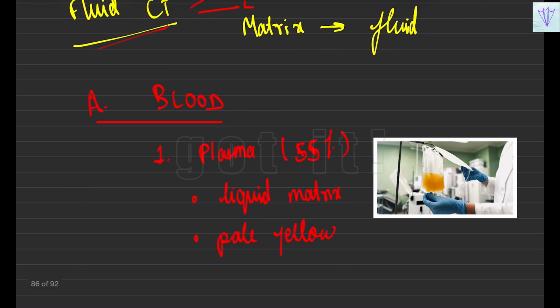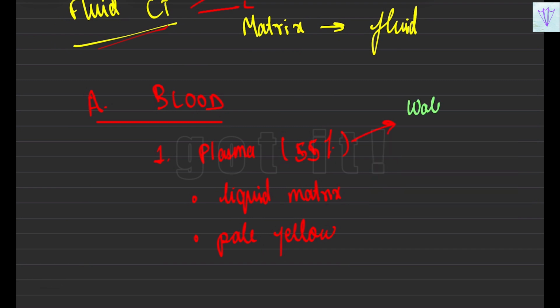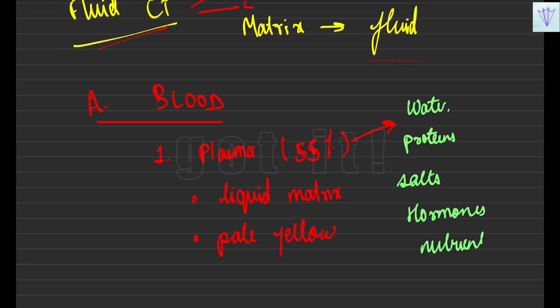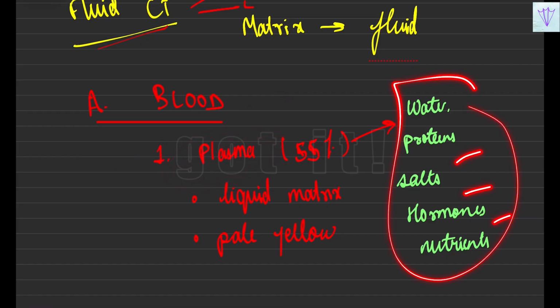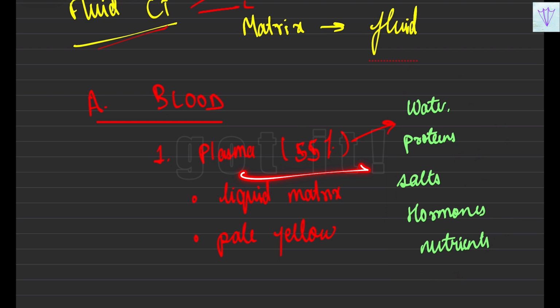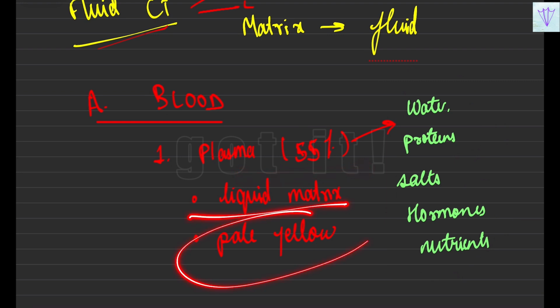And what is that which constitutes the plasma? That is water, proteins, salts, hormones, and nutrients. And plasma is where we'll be having all the RBCs, WBCs, platelets, nutrients, and all the waste will be there in plasma itself. So plasma is made up of water, protein, salts, hormones, and nutrients, and it makes about 55% of the blood, and it has liquid matrix, and it is pale yellow fluid.